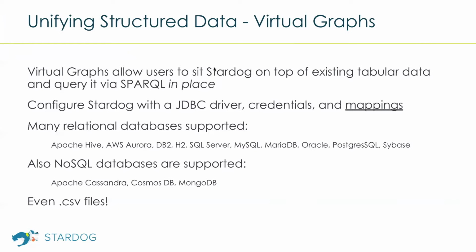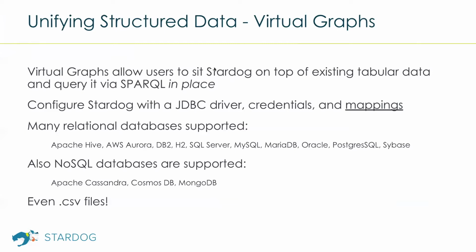As the Oracle database, the underlying data source, gets updated, Stardog doesn't have to care about that because it's just going to write that query and let you query it in place. So all you have to do is give Stardog the JDBC driver for your relational database, the credentials, obviously, and a mappings file, which we'll go into a little bit of how that works. You can see we support many different relational databases, from Hive to DB2, SQL Server, MySQL, all that good stuff. Also, some NoSQL databases like Cassandra and Mongo are supported.